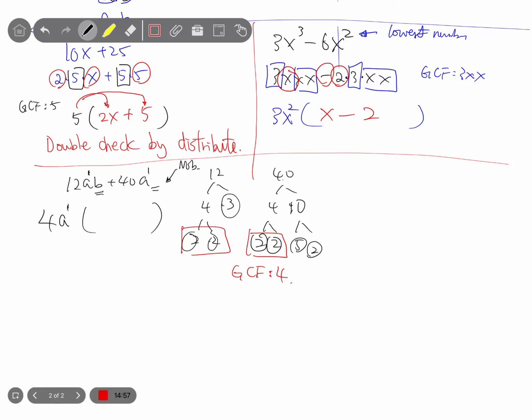Okay, so look at what's left over. From the 12, we have a 3 left over, so that's in here, right? From the 40, we have a 5 times 2, which is 10. That goes right here. Now the b in the first term, I couldn't take anything out, so that b stays, and then I have the plus sign that's in there as well. So 3b plus 10, quantity times 4a.